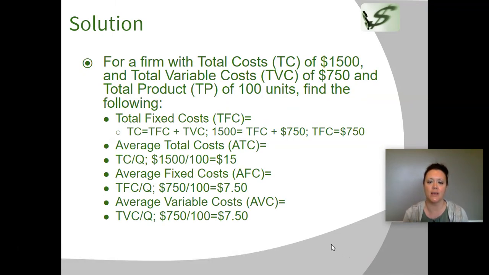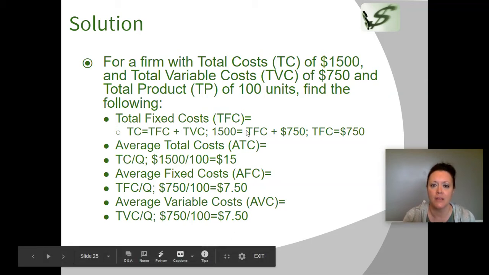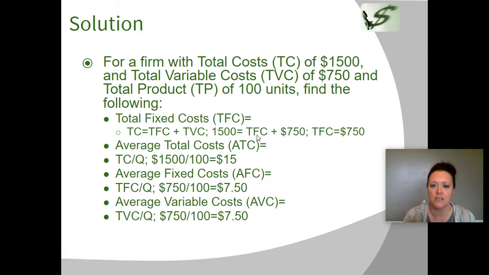Total fixed costs. Remember, you're going to be plugging that number into the total cost formula. So total cost equals your total fixed costs plus total variable costs. The numbers that you're given, total cost is 1,500, total fixed cost is our unknown, and our total variable costs are 750. So therefore, if we solve this formula right here, your total fixed cost equals 750.